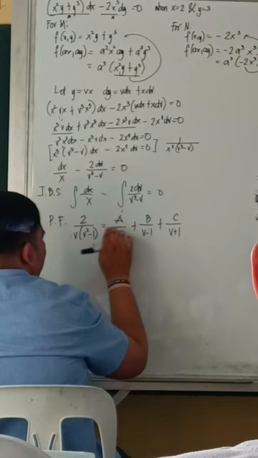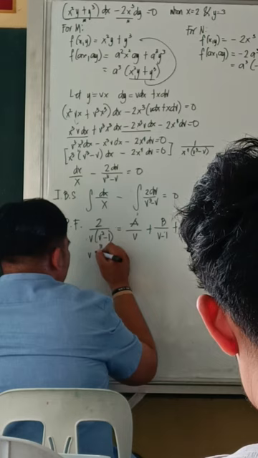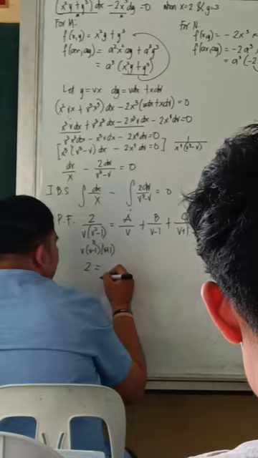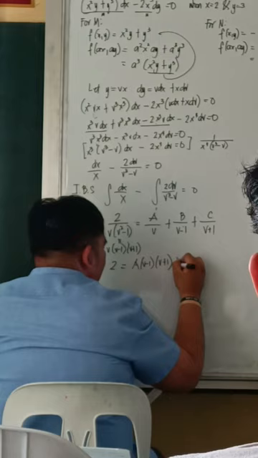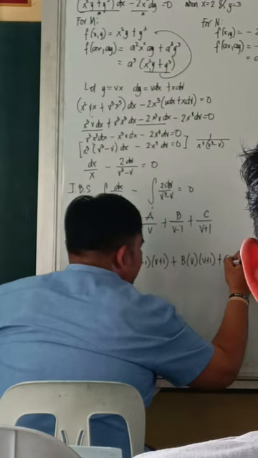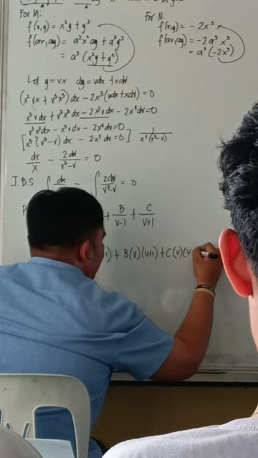So, cross multiply, you can have 2 is equal to A times v minus 1, v plus 1, plus B times v times v plus 1, plus C times v times v minus 1.